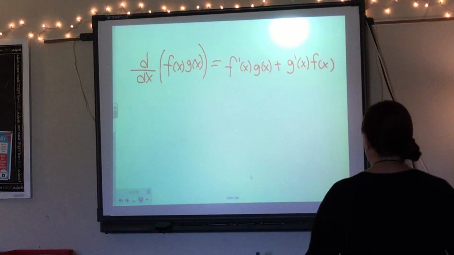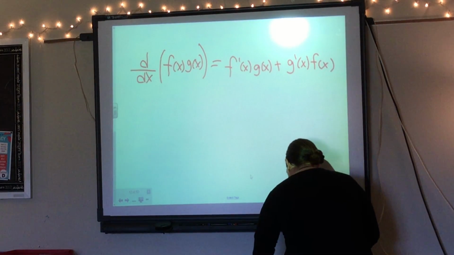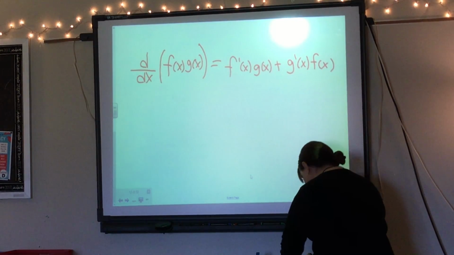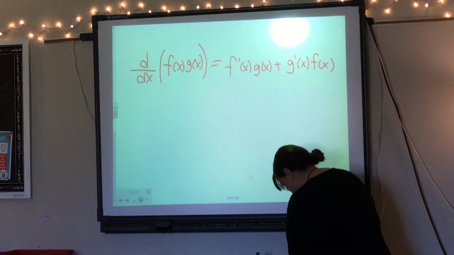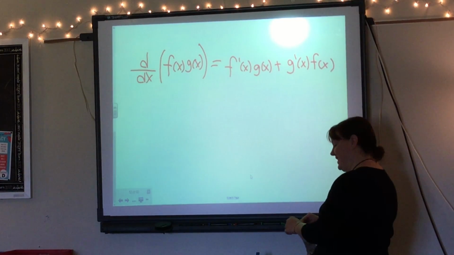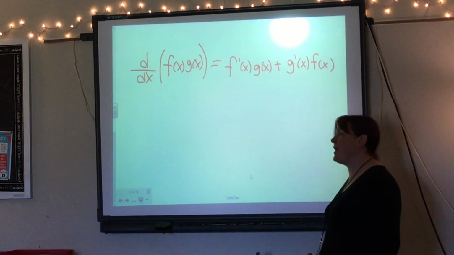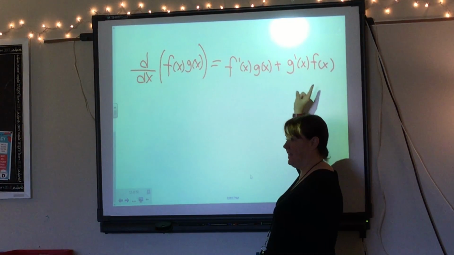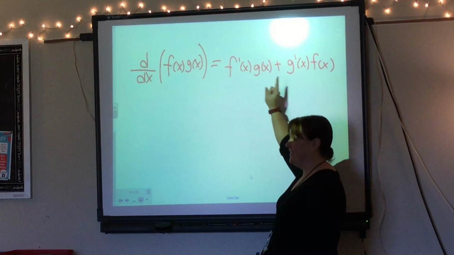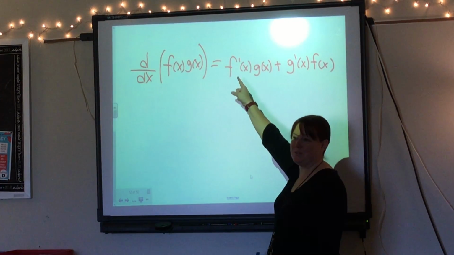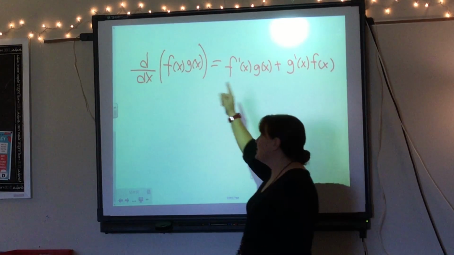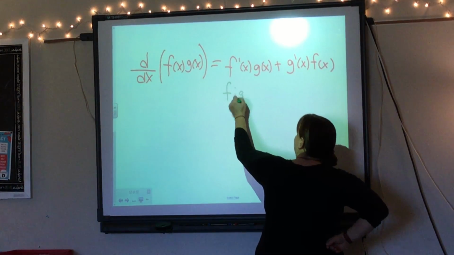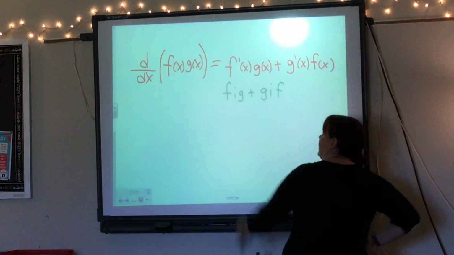So there's a couple different ways that we're going to remember this. I'll let you write it down here for just a sec. So this is how we remember the product rule: f-prime g plus f g-prime. Do you see that? The prime is kind of like an i, so it's "fig plus gif." That's one way to write the product rule.